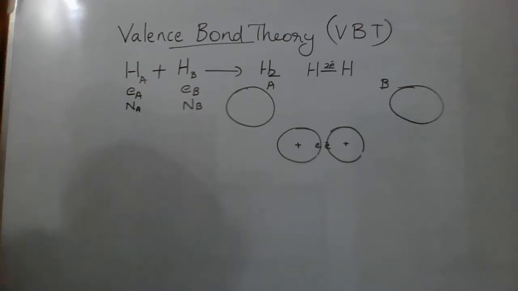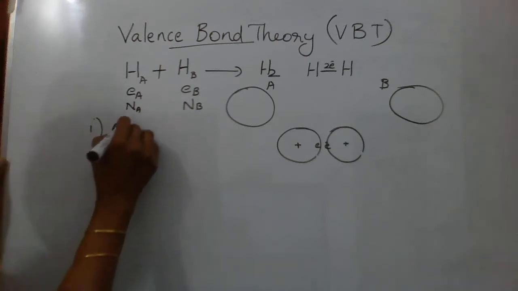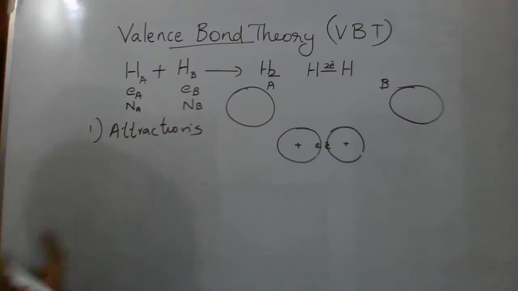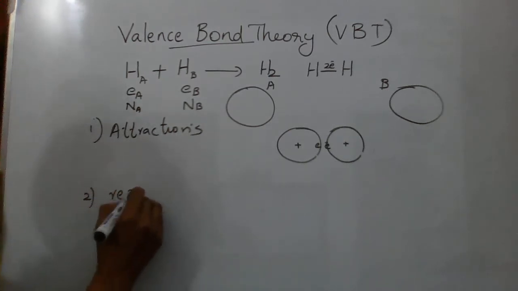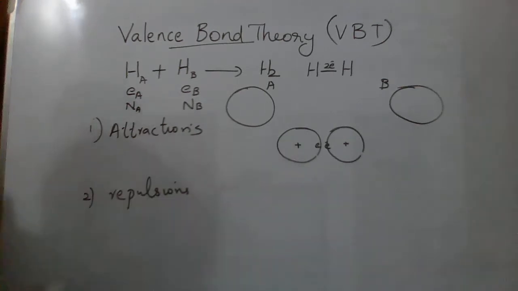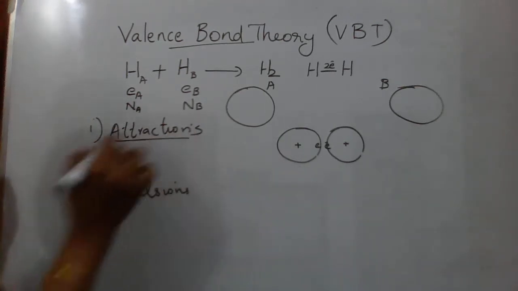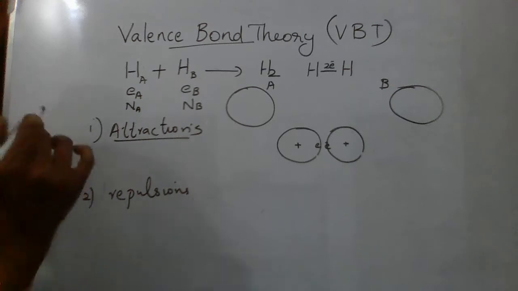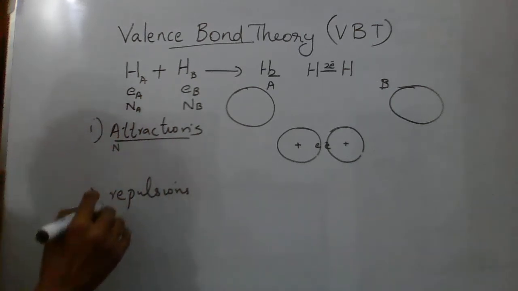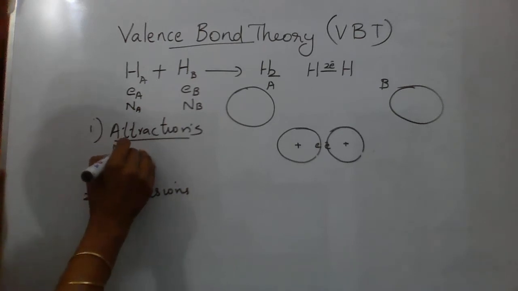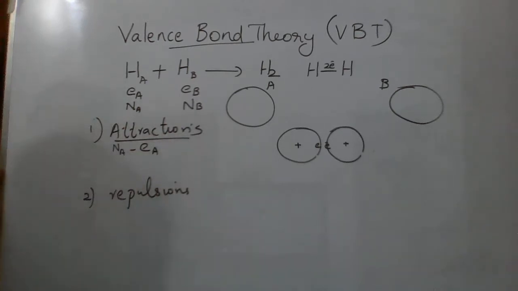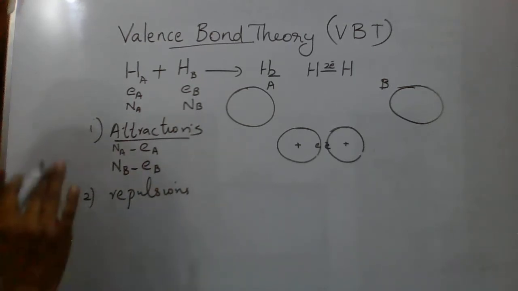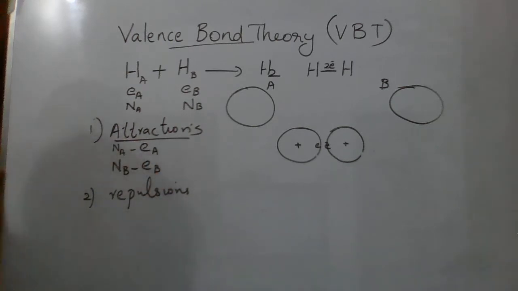There will be two types of interaction. First one, attractive interaction or attraction. Then the second one, repulsion. There will be repulsive interaction between the two hydrogen atoms. How do the attractions arise? Attractive forces arise between the nucleus of an atom and its own electron, right? Nucleus of atom A with its electron Ea. Nucleus of atom B with its electron Eb. Means within the atom there will be attraction between nucleus and its own electron.